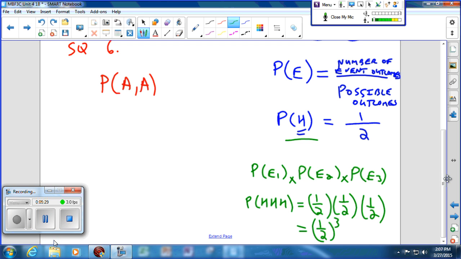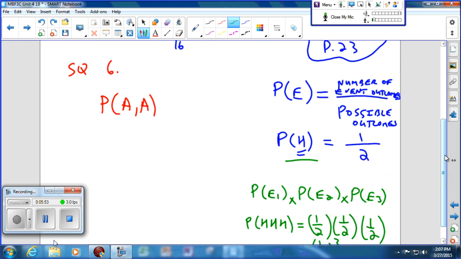Now, yesterday we left off with this question: what is the probability of drawing an ace from a deck of cards on 2 consecutive draws? This is support question 6, page 23. So the probability of an ace and an ace.